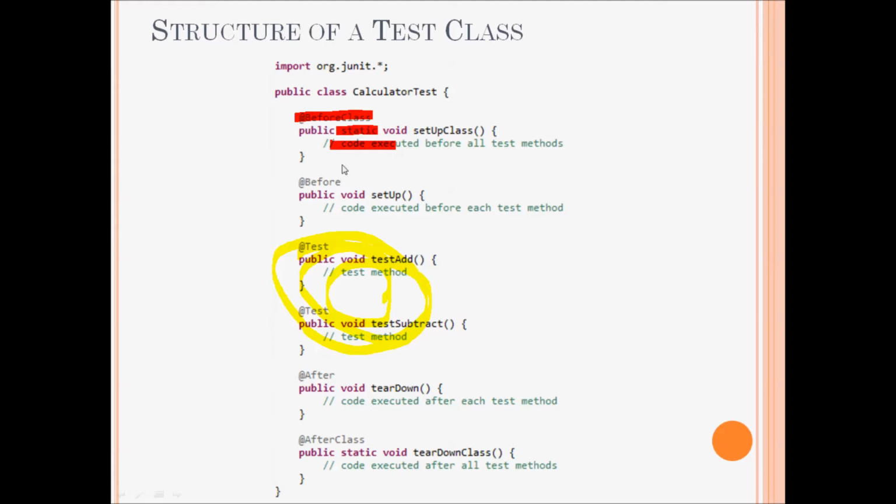And in contrast to the @BeforeClass method, we have the @AfterClass method. This kind of method is executed after all test methods in the test class, and it is executed only once. So we can put code that cleans up the test environment in this method, such as closing database connections.